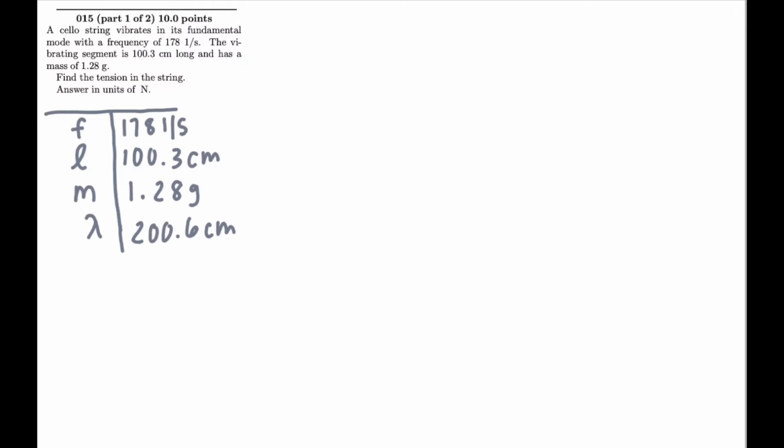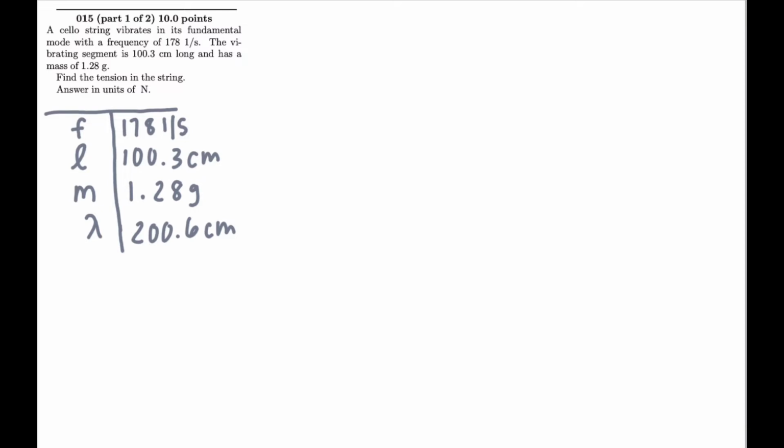Now you might be wondering, well, it doesn't give us the wavelength in the problem. How are we supposed to know what the wavelength is? Good question. All you have to do is take the length, so in my case it's 100.3, and multiply that by 2, and that's going to give you your wavelength. So multiply your length by 2, that'll give you your wavelength, and then you can list it in your T-chart.